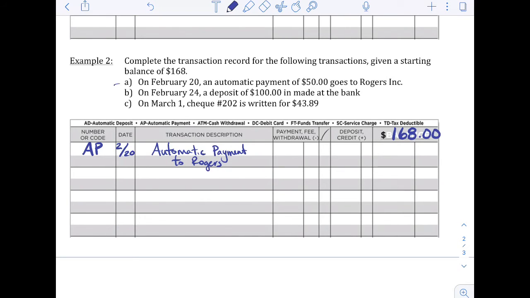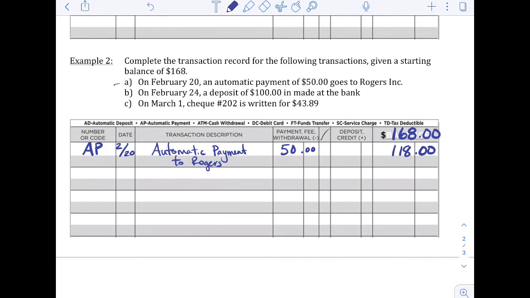So a payment comes out of our account, so that's a withdrawal. And we're withdrawing $50. No cents. So I'm going to have to subtract that. So I put into my calculator $168, take away $50, and we have $118 now in our account.